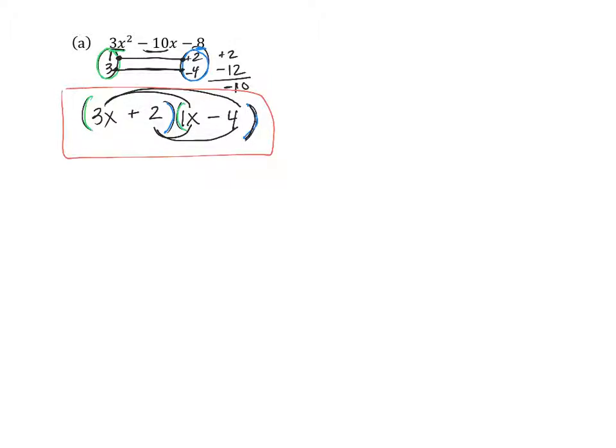Okay, now when we check these, so this right here would be my answer, and then I can check it by distributing. So I can check by taking 3x times x, so that'd be 3x squared, and then 3x times negative 4 would be a negative 12x. 2 times x would be a positive 2x. And 2 times negative 4 is negative 8. And notice that these middle terms add up to a negative 10x.